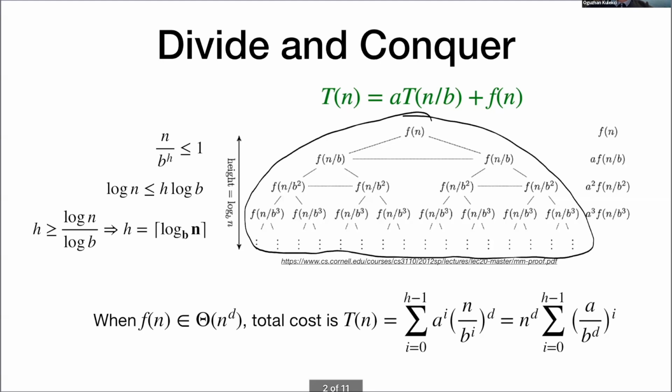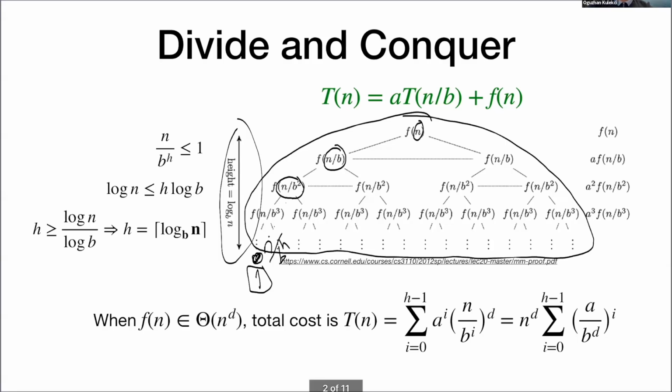I will keep creating the children until when? Until I reach the leaf, and this leaf is the one where the size of the input reduces to 1. You see, here the problem size is n. Here it is n divided by b. It is n divided by b squared. And then I will reach some point, n divided by b to the power of h, h being the height of this tree.